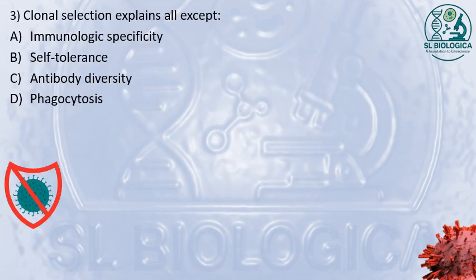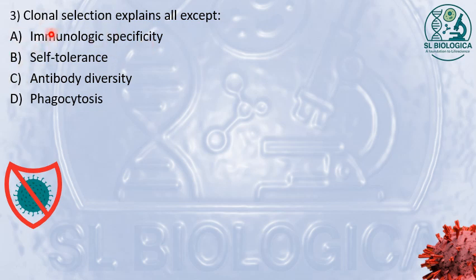Again, on clonal selection. Clonal selection explains all except: option A, immunologic specificity; option B, self-tolerance; option C, antibody diversity; option D, phagocytosis. Now you are thorough with what clonal selection is, so you must be able to answer this, right? First one, immunological specificity. Yes, it is offering immunological specificity.